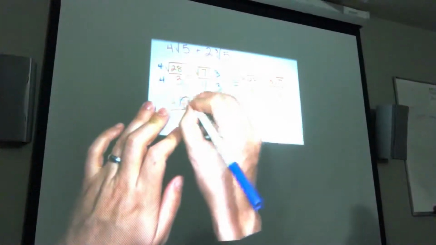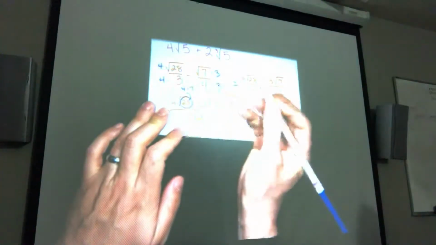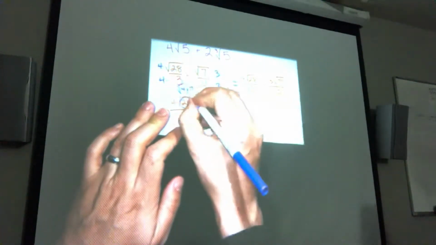Oh, you can do it. 4 times 7, right? 28 is 4 times 7. Which means this is the square root of 4 times the square root of 7. Square root of 28 is the square root of 4 times the square root of 7, right? Okay, what's the square root of 4?